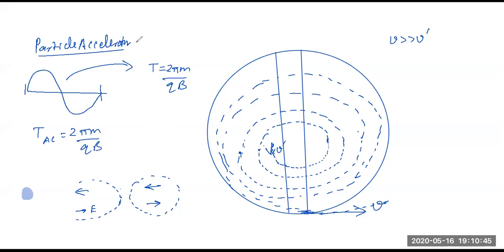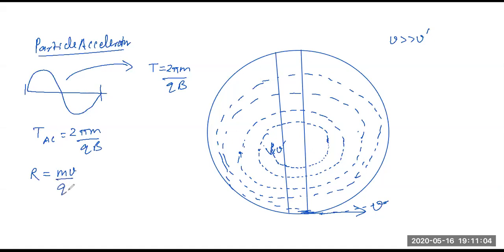Now let's say you want to analyze how the radius will change. So if you want to find out how the radius will change, the radius for the first part, r, is actually mv divided by qB, right? mv divided by qB. Yes or no?